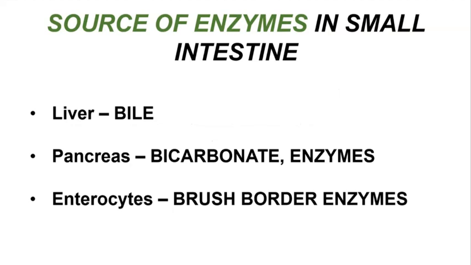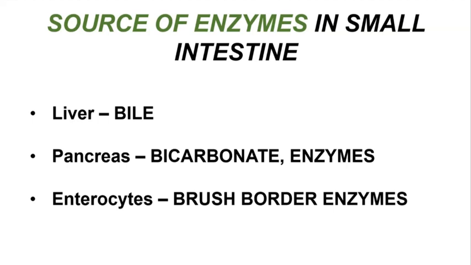So where do all of the digestive enzymes in the small intestine come from? We see that the liver is the source of bile, and I hesitate to put bile on this slide because, recall, bile is not an enzyme. Rather, it acts like a detergent. It functions to emulsify lipids and fats, which is a type of mechanical breakdown that helps break up the lipid droplets into smaller pieces, so that enzymes can digest them much more easily.